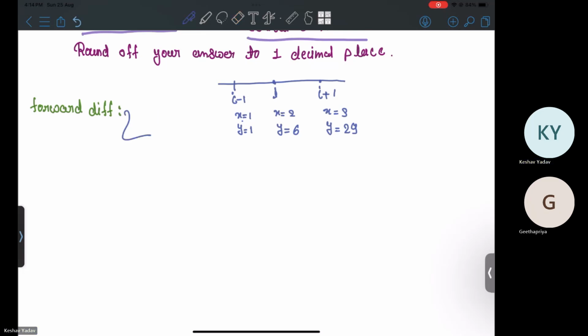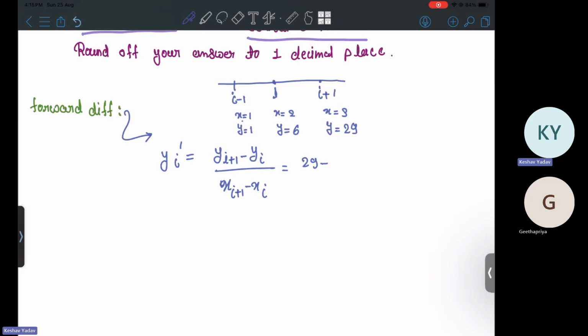So from here, if I want to find ui prime, this will be equal to ui plus 1 minus ui divided by delta x. Here delta x is what? This may not be always uniform, so this will be x of i plus 1 minus x of i. Okay. So this is y, 29 minus 6 divided by 3 minus 2. This will be equal to 23. I hope so.